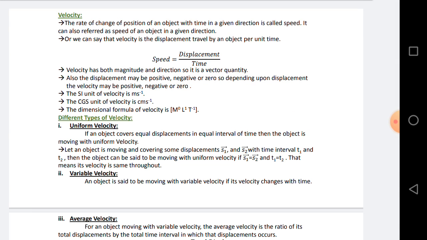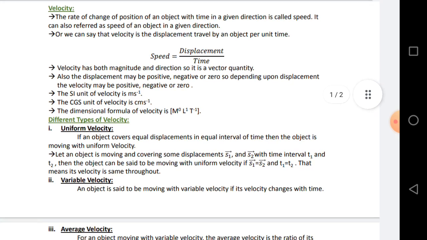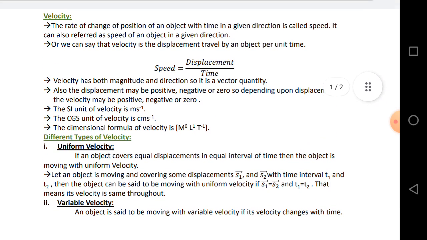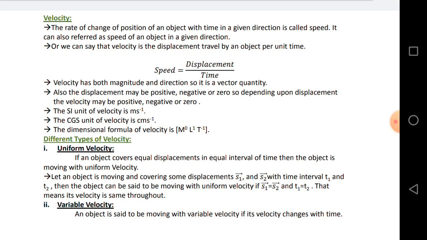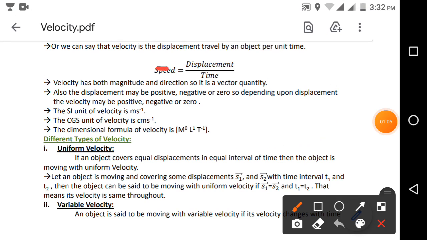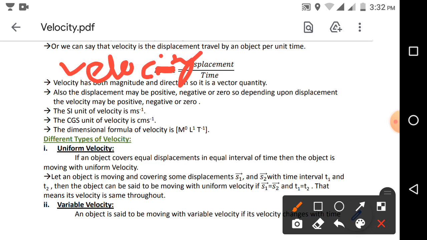It can also be referred to as the speed of an object in a given direction, or you can say the velocity is the displacement traveled by an object per unit time. If the time is 1 unit, then we can say the velocity is the displacement traveled by an object per unit time.